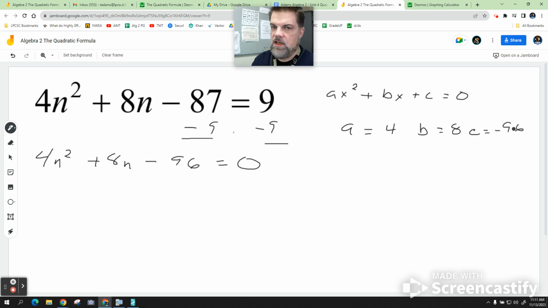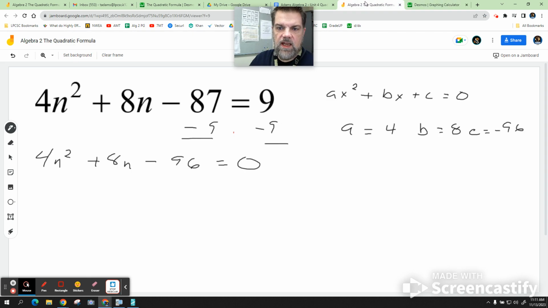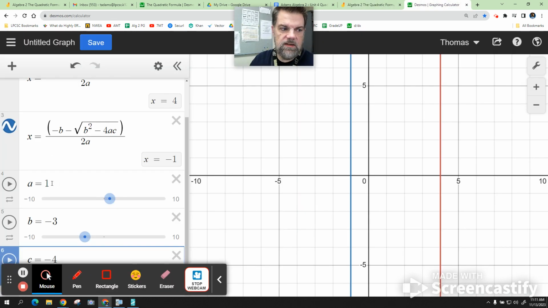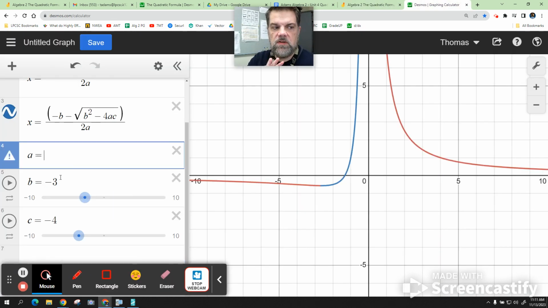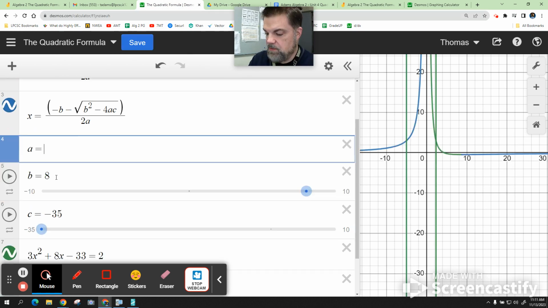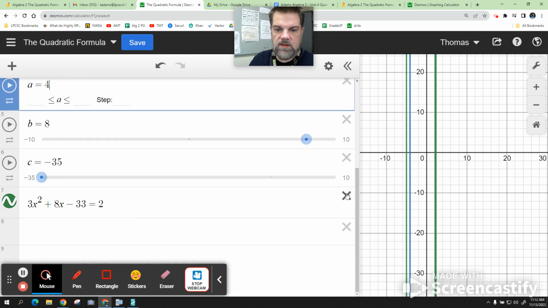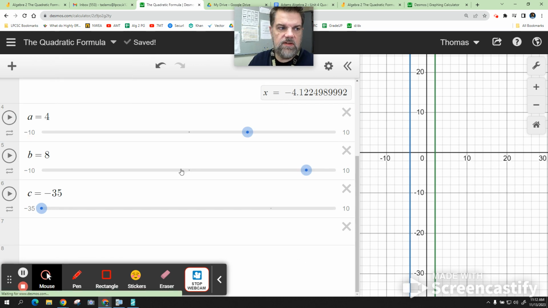All right. Let's plug this into our fancy Desmos graphing calculator. So A was 4. The link for this calculator, I made it. If you click on the link in Canvas, it takes you to the quadratic formula, and then we just type in the numbers here. So I'm going to type in 4.